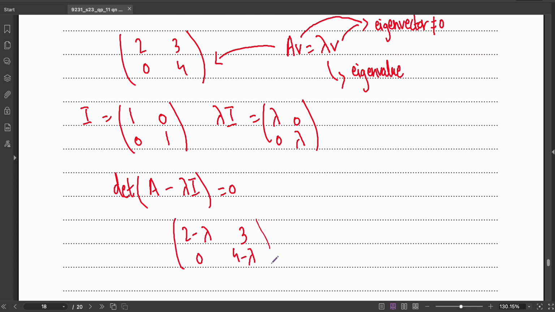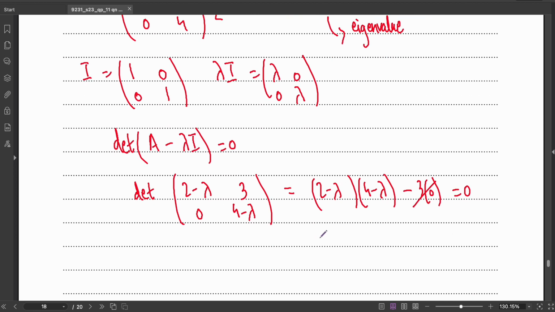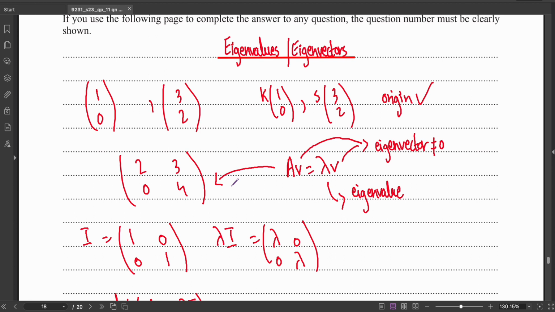So I have that. Now I need to find the determinant of this matrix right here. How do I do that? Well, I just do this times this minus this times this. So I have 2 minus lambda times 4 minus lambda minus 3 times 0, which is just going to be 0, and I want that to be equal to 0. So this is going to go away, and I'm going to be left with 2 minus lambda times 4 minus lambda is equal to 0. That means lambda is equal to 2, or lambda is equal to 4. So now these are the eigenvalues for our matrix 2, 3, 0, 4.